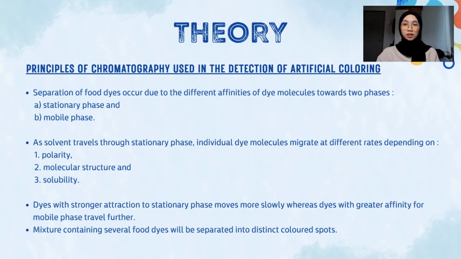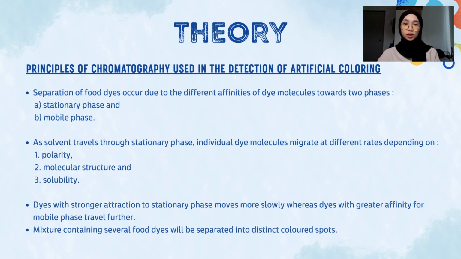Hi everyone, my name is Safia Hadiza and I will be explaining the theories of basic chromatography regarding the detection of artificial food coloring. First, the principles. The separation process in chromatography occurs due to the different affinities of dye molecules towards two phases, which are the stationary phase and the mobile phase. In thin layer chromatography, TLC, silica gel coated on a plate serves as the stationary phase, while the mobile phase refers to the solvent or solvent mixture that moves through the stationary phase by capillary action.